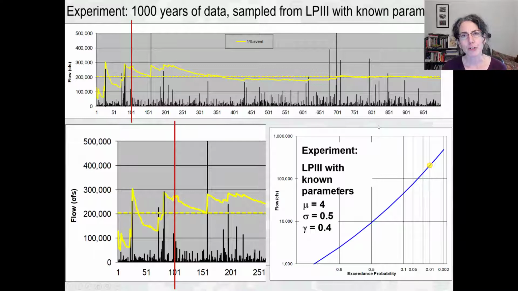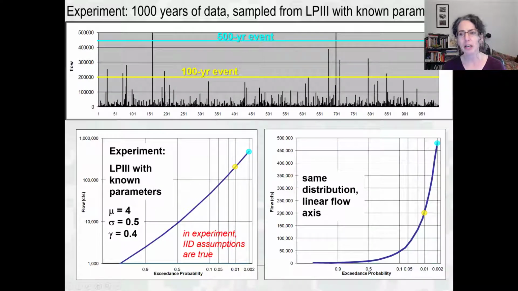So let's say this is 1,000 years, right? This is not real data. This is randomly generated data, and I'm going to back up to the previous slide for a second. Then down here in red, I mentioned that in this experiment, the assumptions of a frequency analysis are true. So we're looking at a best case here.